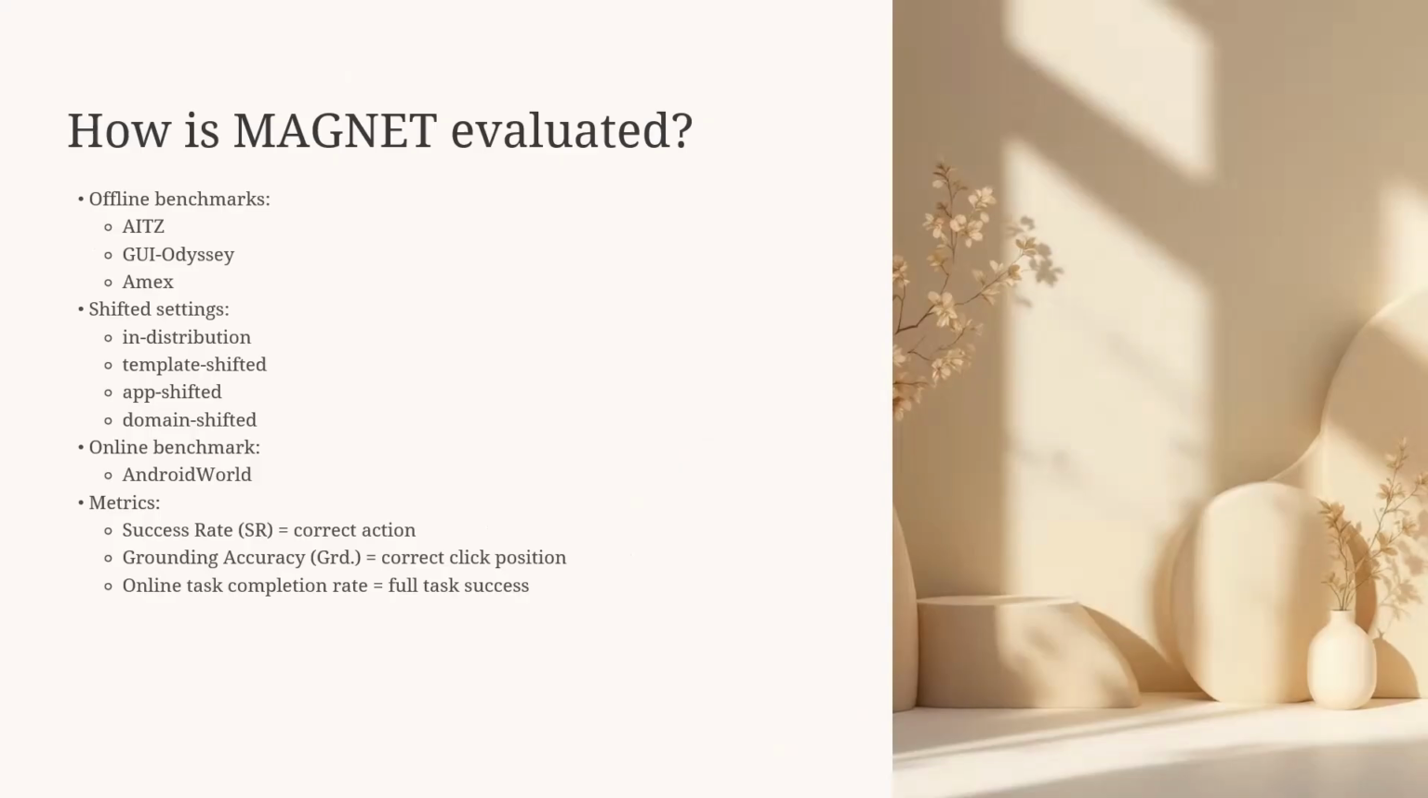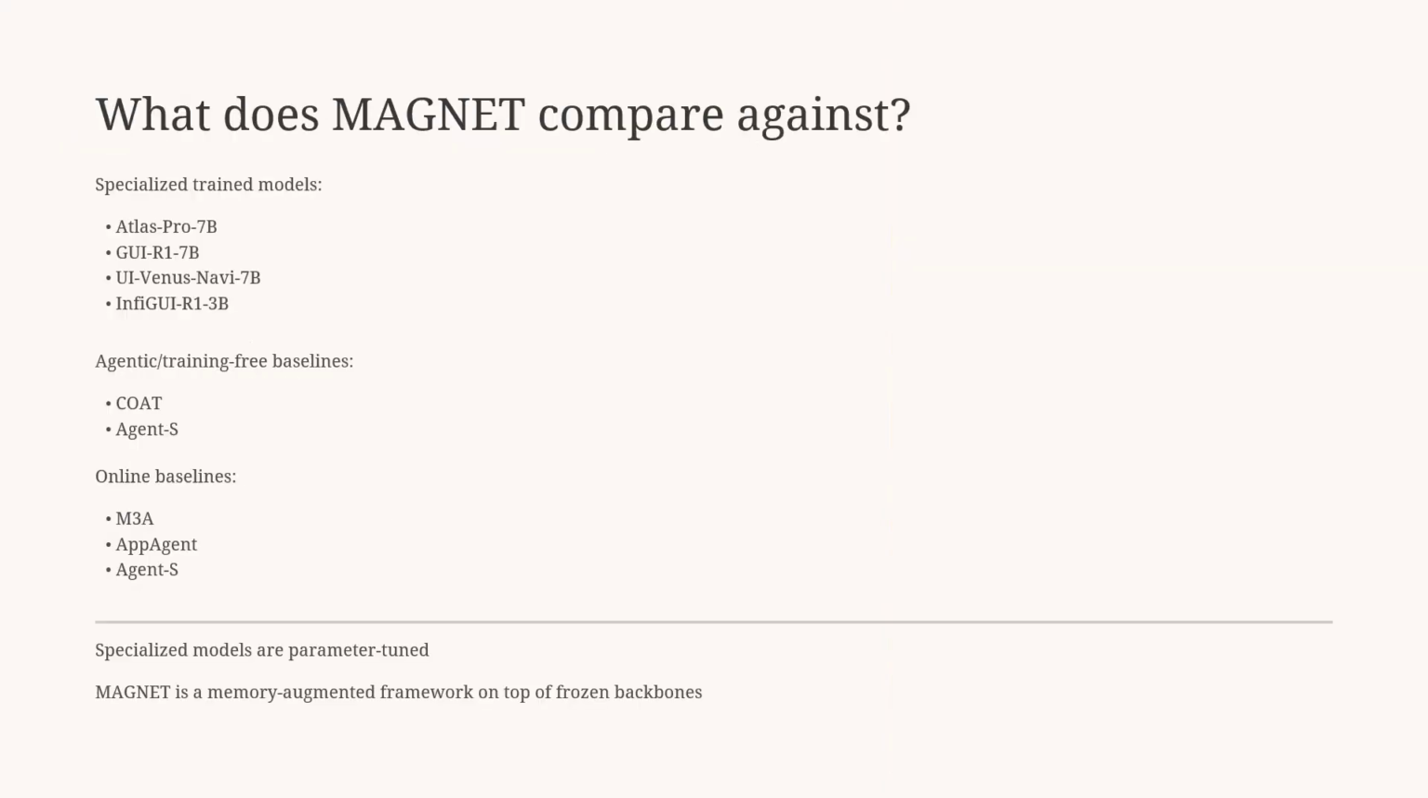How is Magnet evaluated? The authors test Magnet in both offline and online settings. The offline benchmarks are AITZ, GUI Odyssey, and AMEX. They also test shifted settings, such as template shifted, app shifted, and domain shifted, to see whether the agent can still perform well when things change. For offline evaluation, they use success rate and grounding accuracy, and for the online evaluation in AndroidWorld, they use the full task completion rate.